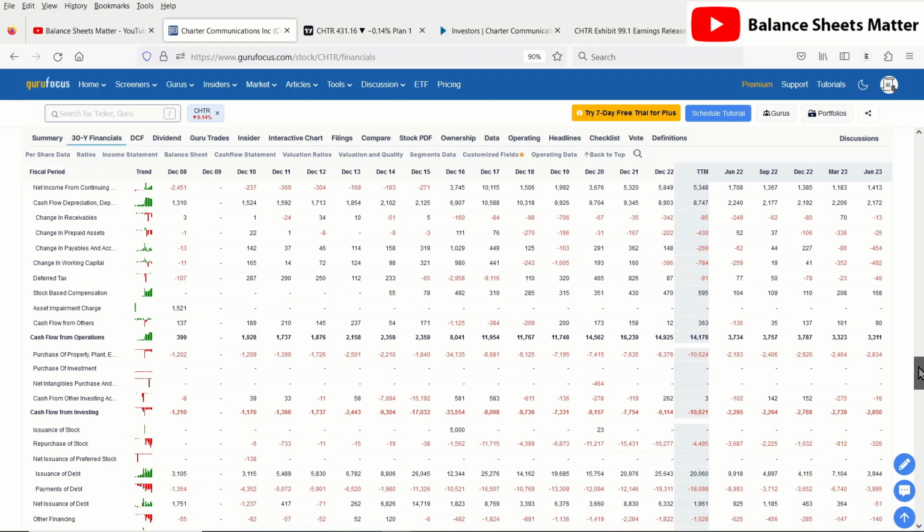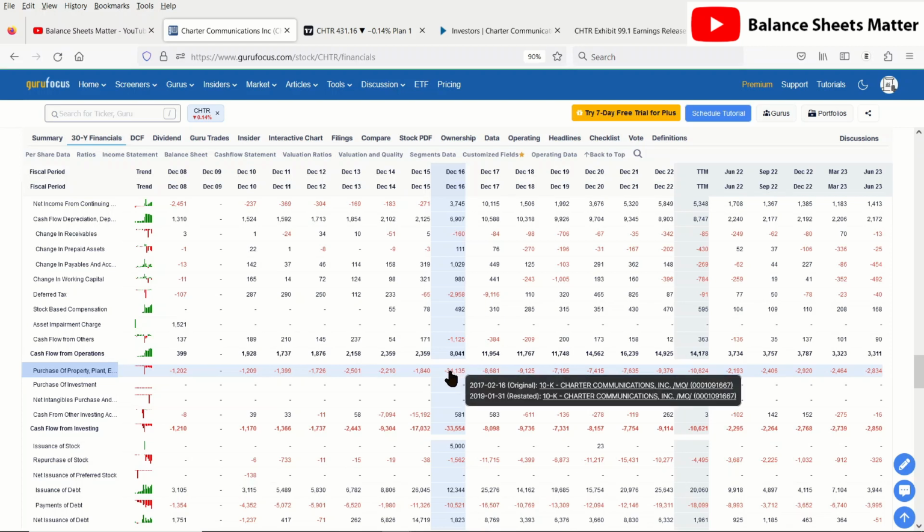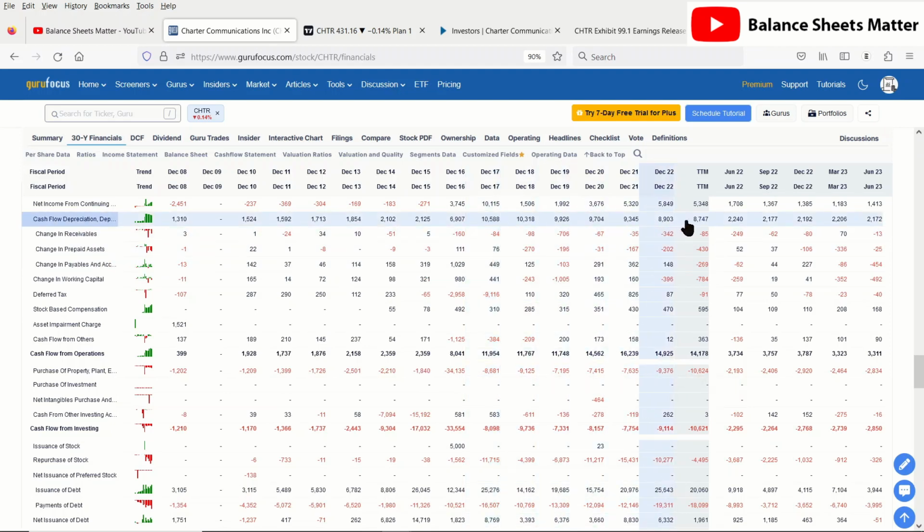But we basically look at their cash flow now. And the one big thing is because they are a very CapEx heavy company, we have to look at the purchase of plant, property, and equipment. As I was saying before, back in this 2017 time, they did a really big CapEx spend of $34 billion. This did lead to a lot of revenue growth as well. And then we compare it to the cash flow of depreciation.